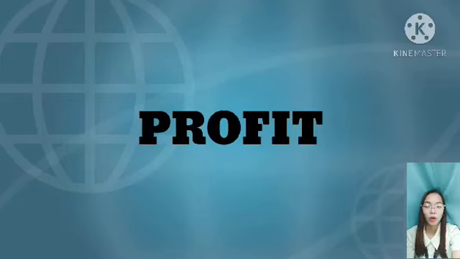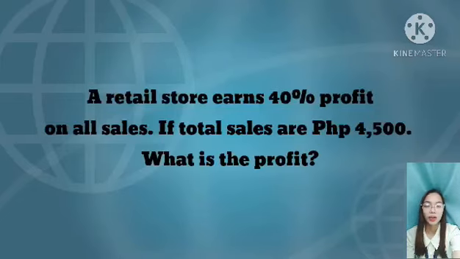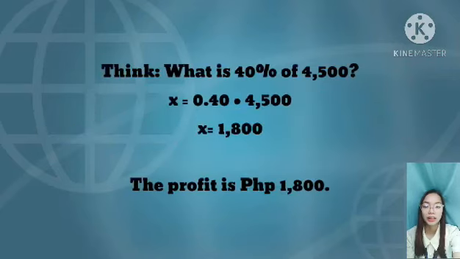So the last one is profit. The problem is a retail store earns 40% profit on all sales. If total sales are 4,500, what is the profit? Think, what is 40% of 4,500? So 0.40 times 4,500 is equal to 1,800. The profit is 1,800.